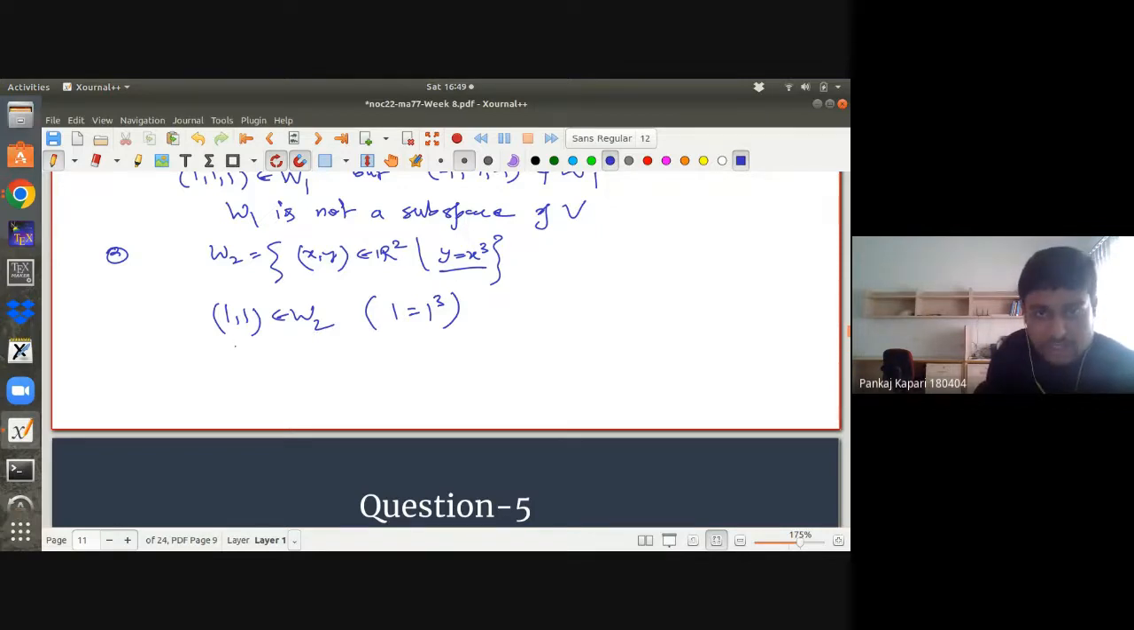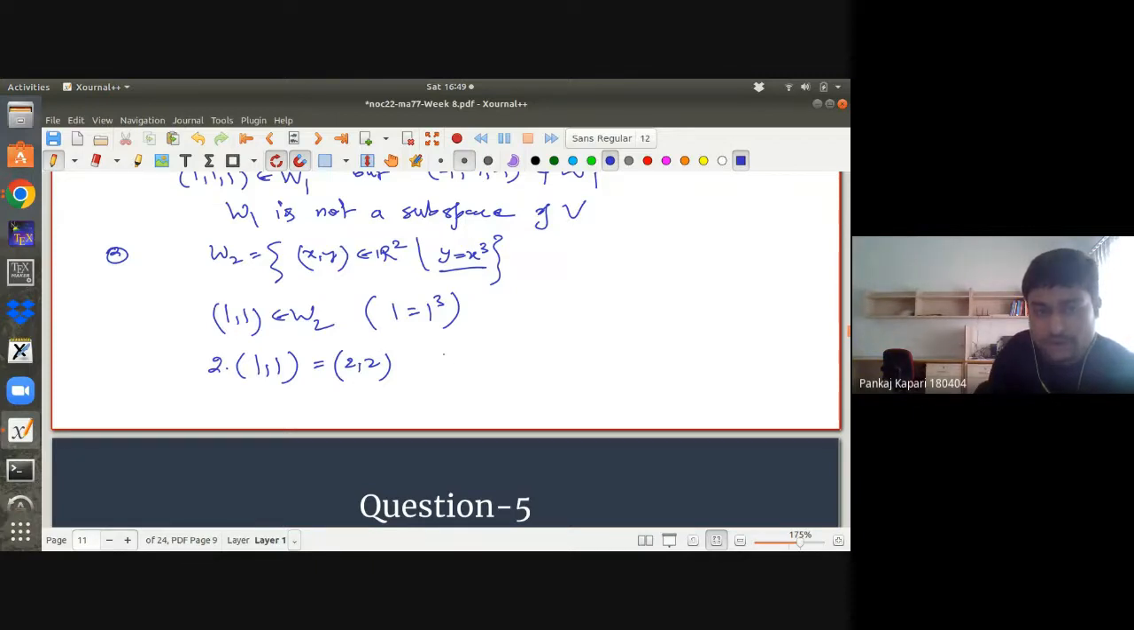And we can take another vector. Okay, let's not take 0 comma 0. We just multiply this by 2. If you multiply this vector 1 comma 1 by 2, what will we get? This is 2 comma 2. Does 2 comma 2 belong to W2?